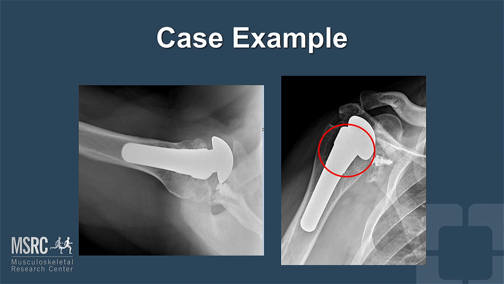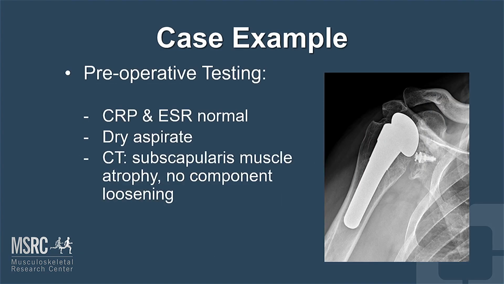of the proximal humerus, and on the axillary view on the left, there are signs of anterior subluxation of the humeral component consistent with subscapularis deficiency. His workup for infection preoperatively showed normal serum inflammatory markers and a dry shoulder aspiration, and his preoperative CAT scan confirmed subscapularis deficiency with no signs of component loosening.